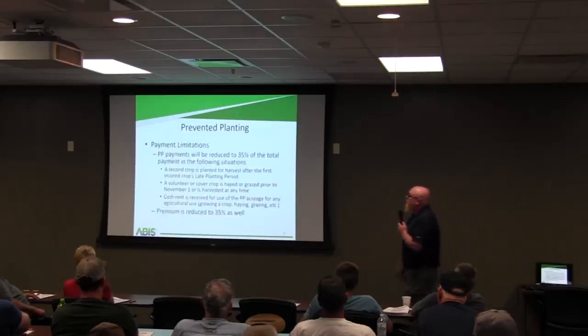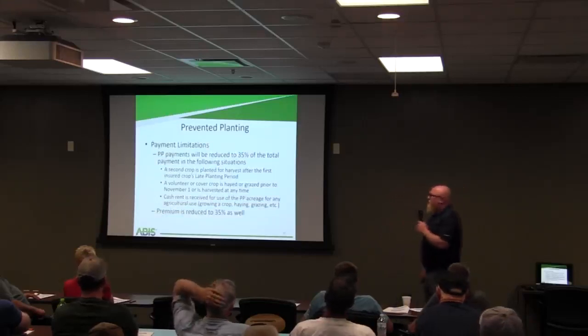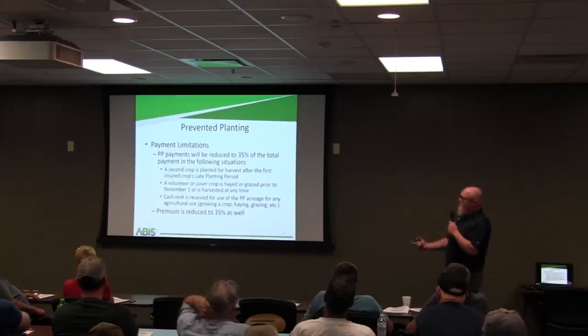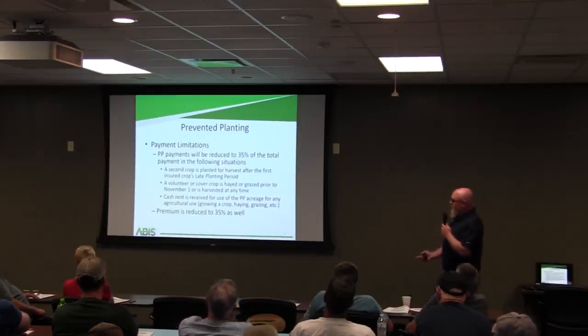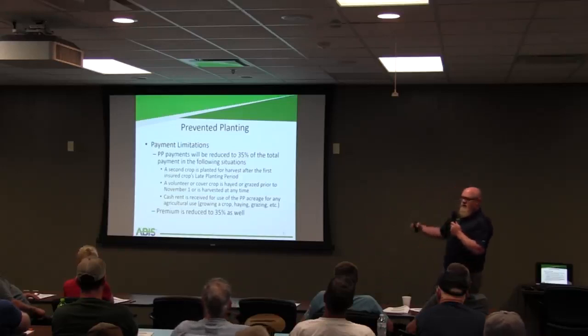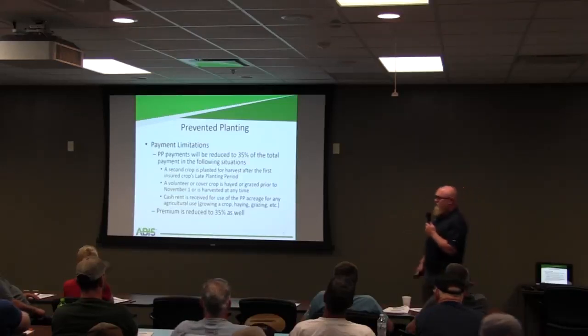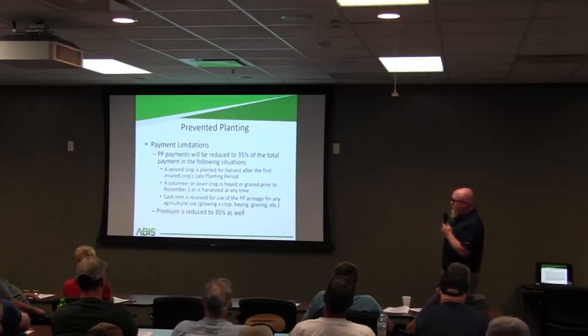So, for limitations, preventive plant payments will be reduced to 35% of the total in the following situations: if a second crop is planted for harvest after the first insured crop's late planting period, if volunteer cover crop is hayed or grazed prior to November 1st or harvested at any time, or if, for example, you have a farm that you're cash renting or own for that matter, and you sublet or cash rent that to someone else for any agricultural use. And in those situations, anytime your payment is reduced, your premium will be reduced as well.